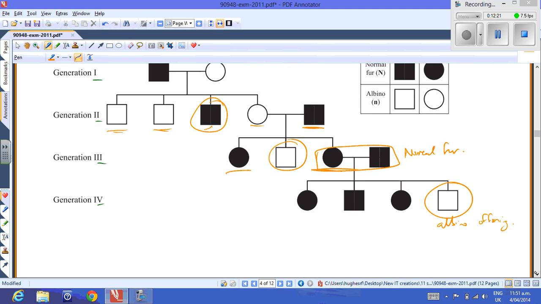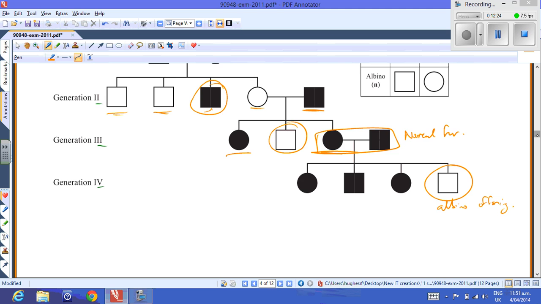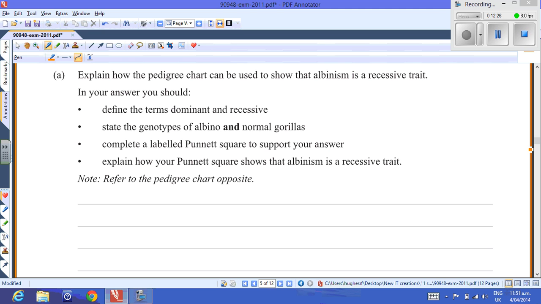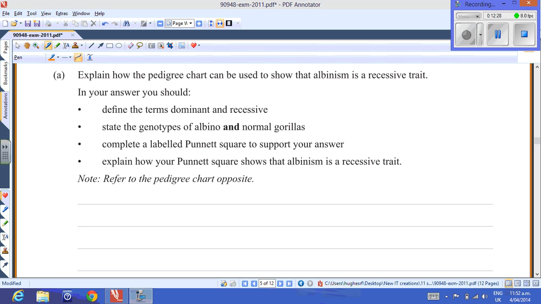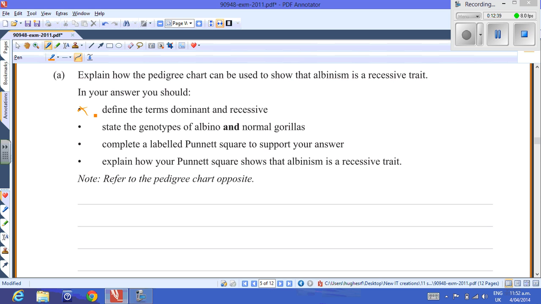So let's actually look at what the question asks us now. So if we scroll on to the question, the question says, explain how the pedigree chart can be used to show that albinism is a recessive trait. And in your answer, you should define the terms dominant and recessive. Second bullet point, state the genotypes of albino and normal gorillas. Number 3, complete a labeled Punnett square to support your answer. And number 4, explain how your Punnett square shows that albinism is a recessive trait. And then you're supposed to refer to the pedigree chart, which you've just been looking at.